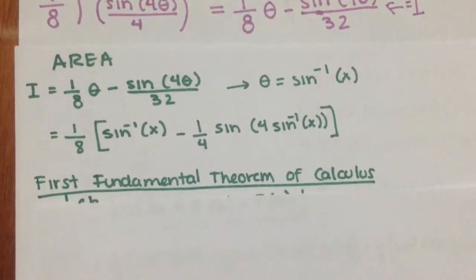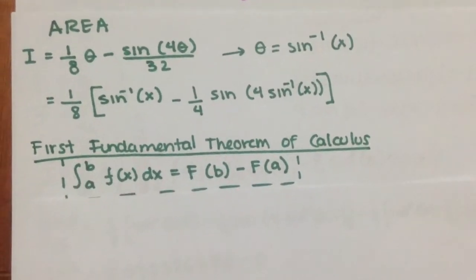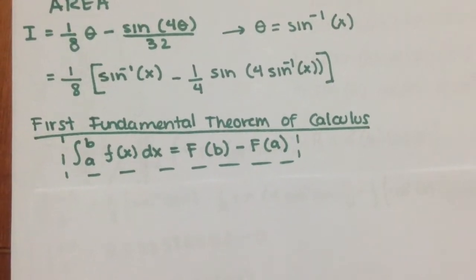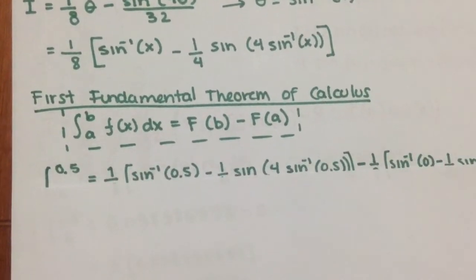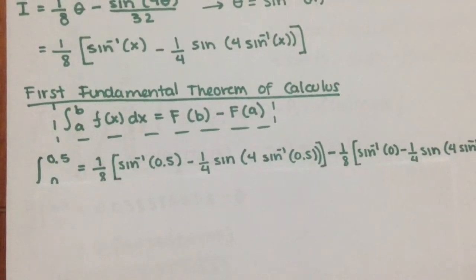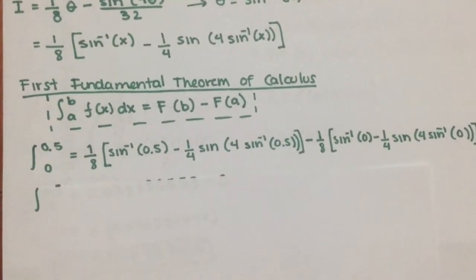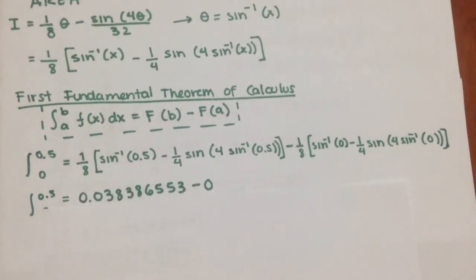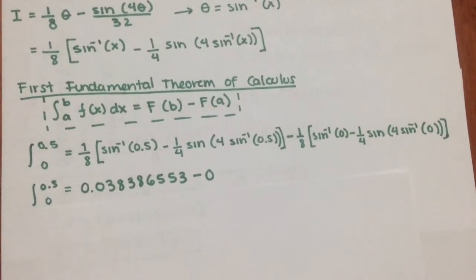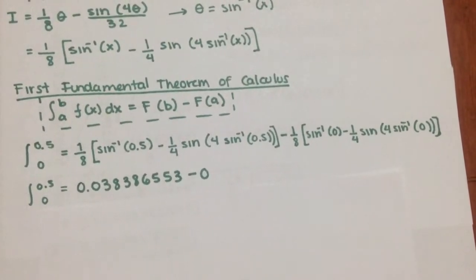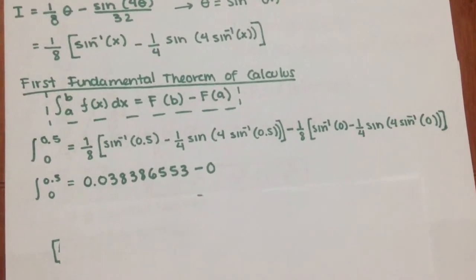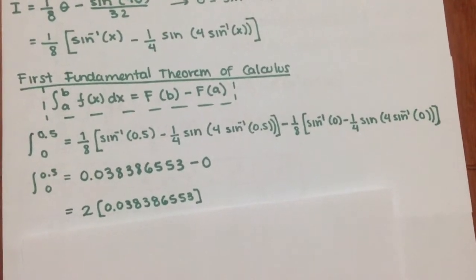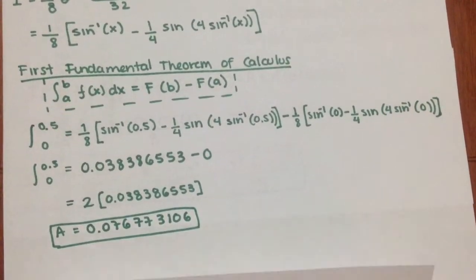Then we will use the first fundamental theorem of calculus, which says that the function of the integral that we just discovered will use the value of b, and then we subtract the same function but with the value of a. So we will use the value of b for 0.5 and the value of a for 0. And the result we get from this equation, we just multiply it by 2 because our function is symmetric.